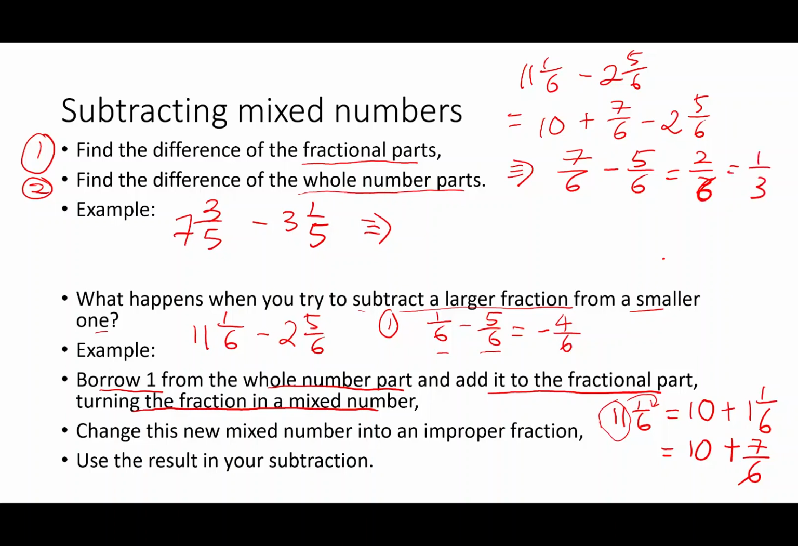So this is the fractional part. Then the whole number part will be 10 minus 2, we are left behind with 8. So the overall answer will be 8 1 over 3. So that's how we do subtraction of mixed numbers. If the second fraction is larger than the first fraction, you borrow 1 from the whole number part. I hope you will have a look at this example in more detail.